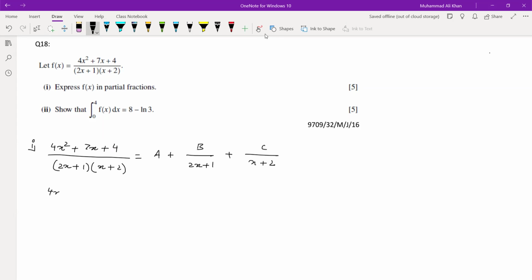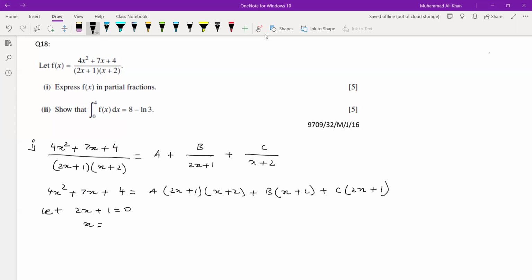Now 4x squared plus 7x plus 4 equals to, with a the both brackets, (2x plus 1)(x plus 2), with b (x plus 2), and with c (2x plus 1). Now let the first bracket 2x plus 1 equals to 0. What is the value of x? Minus 1 over 2. When x is minus 1 over 2, then what is the left hand side?